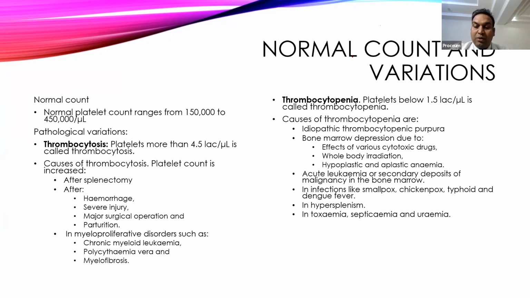Then platelet count also decreases in various viral infections like chickenpox, typhoid, or dengue fever. In that condition also, platelet count decreases. It also decreases in hypersplenism. When the spleen size increases, it starts sequestering the platelets there, and it will decrease the platelets in the blood. Then toxemia of pregnancy, septicemia or uremia will also damage the platelets and increase platelet destruction and lead to a decrease in platelet count.